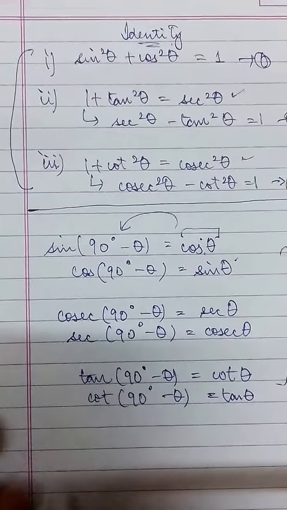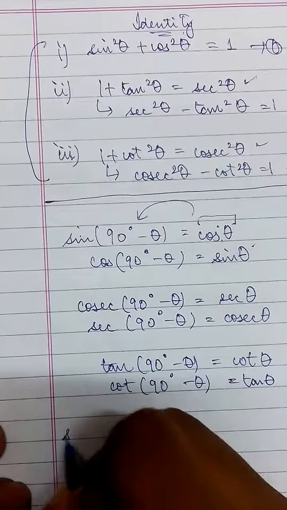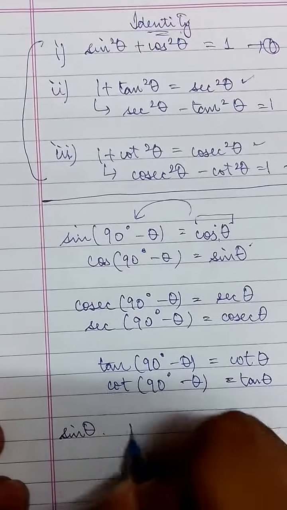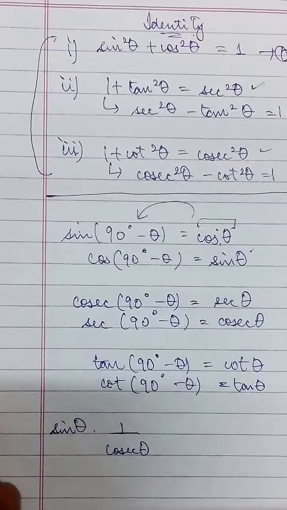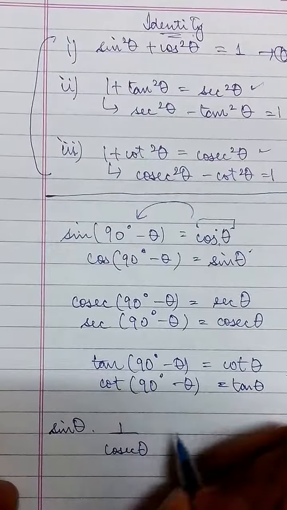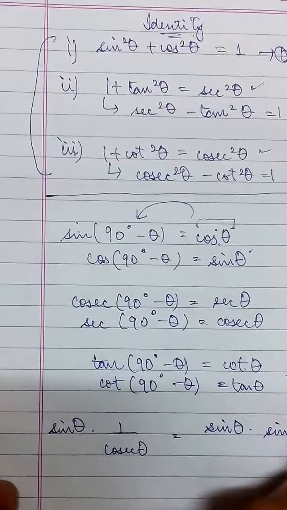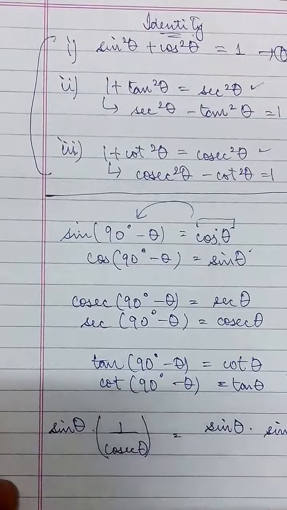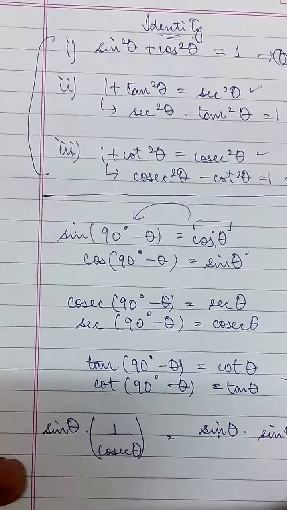So now we have a little bit discussion. So what is sine theta into 1 by cosecant theta? Do you know the answer? Yes, of course you know. Sine theta into sine theta, because 1 upon cosecant theta is sine theta, so it is sine theta into sine theta. So this is sine square theta.